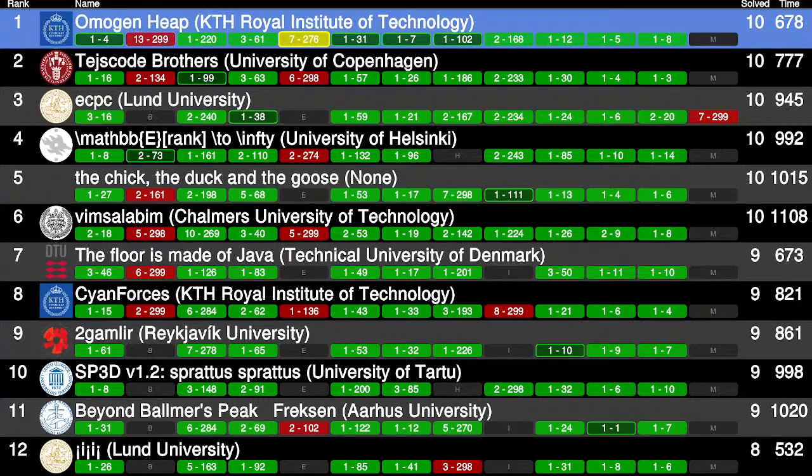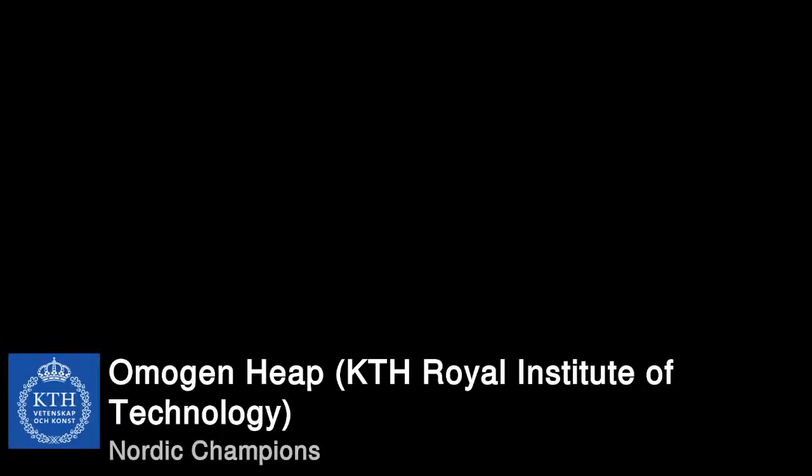Last, they have problem E, which no team solved so far. None of the teams actually solved problem E so far. And they have a lot of attempts, which is usually not a good sign, but let's see. They do manage to get problem E, reaching 11 problems, and being ahead of the second place by one problem, and cementing their position as the Nordic champions for this year. So yeah, that's Umugun Heap, Nordic champions for NCPC 2021.